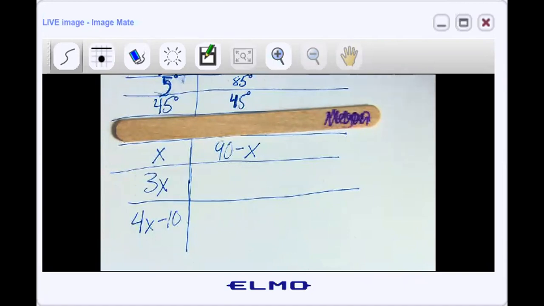Sophia, if my original angle is 3x, what would its complement be? I'm still kind of confused.